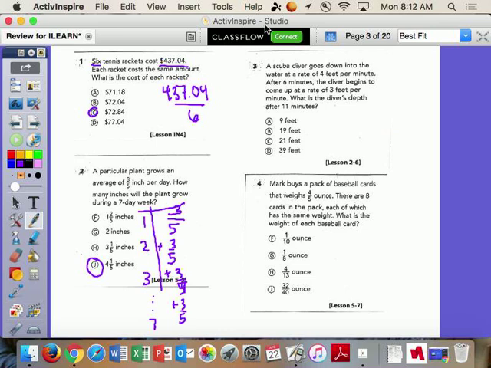A scuba diver goes down. What kind of numbers goes down? Negative. At a rate of negative 4 feet per minute.